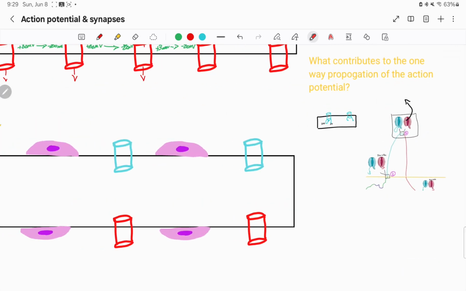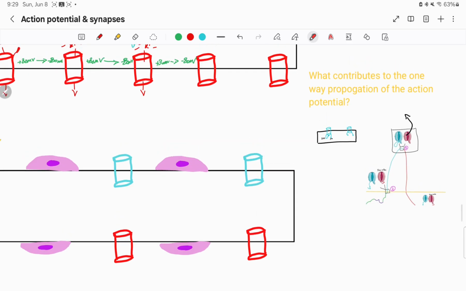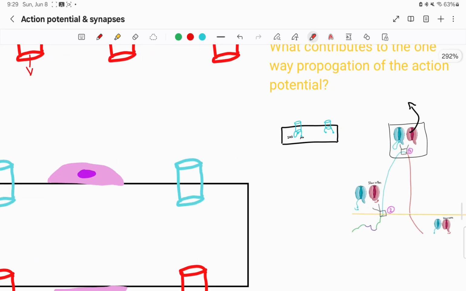Great. Now, before we move on to myelinated conduction, which is extremely similar, by the way, let's talk about the one-way propagation of the action potential. Why is it one way? What contributes to it being one way? Well, the main reason is the refractory period, the absolute refractory period. I want you to recall that the sodium voltage-gated channel at the peak of depolarization has an open activation gate and a closed inactivation gate. This configuration prevents the re-excitation of the previously depolarized area.